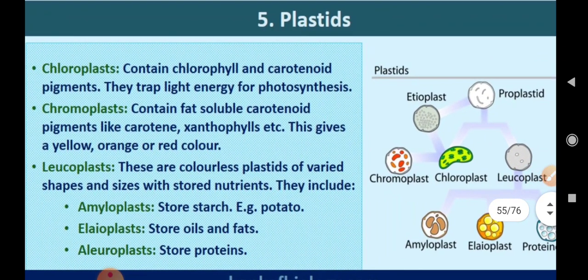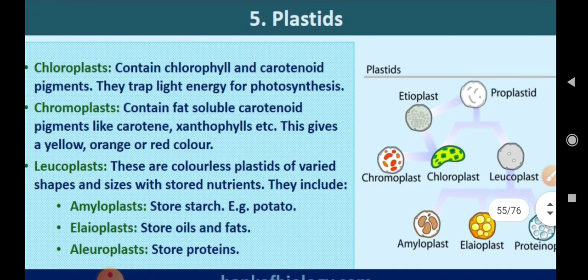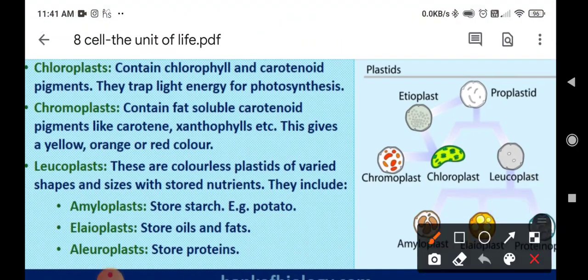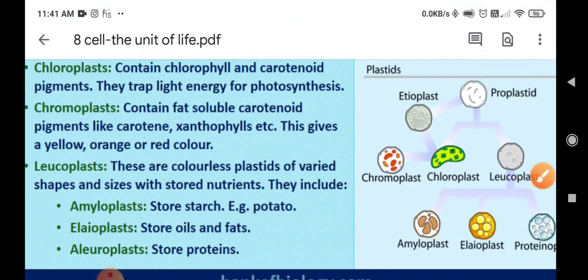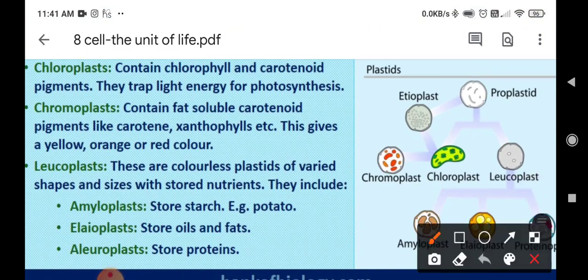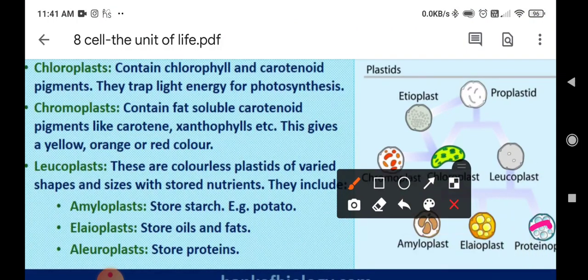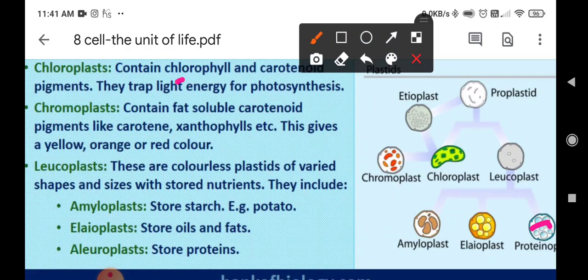If you look at chloroplast, you will find that they contain chlorophyll, as we have already discussed. They have carotenoid pigments also, and their basic function is only one: they participate in photosynthesis by trapping light energy. Next one is chromoplast.